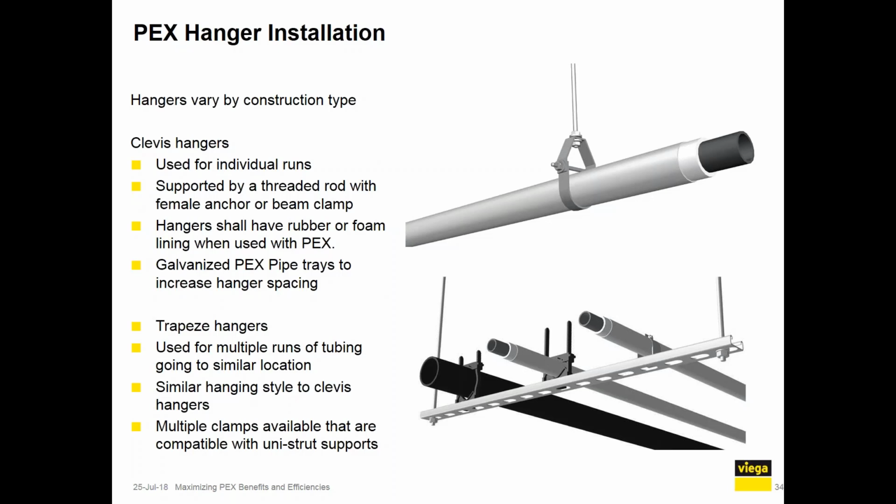So because PEX is a polymer system and it has a greater degree of flexibility than metallic systems, the hanger spacings are shorter and require more hangers that increases your labor. However, with the use of these pipe trays, it takes your hanger spacing back to the same of that metallic system. So you can minimize those extra hangers. With the trapeze hangers, this is great for multiple runs that are going in a similar direction, and you may use different clamps that tie into these unistruts. As you can see here, there are 3 different types of clamps shown in the picture.